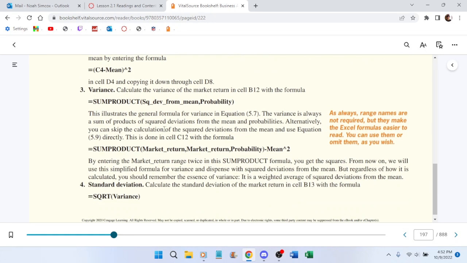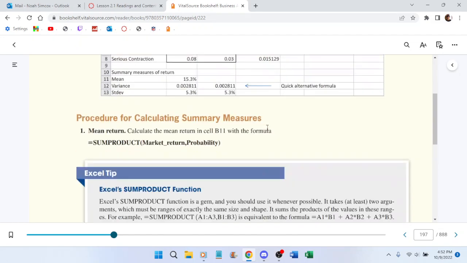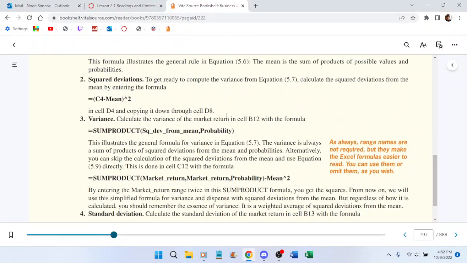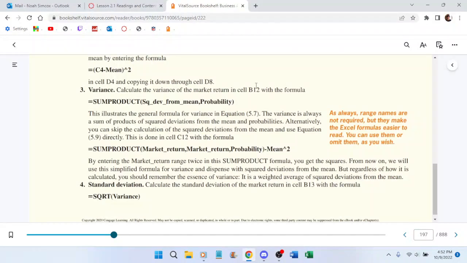Sum product, and then variance, we're going to have squared deviation from mean, all these multiplied by probabilities. So this multiplied by this, and you'll get that. Okay. So I'm understanding what's going on. That was fine. Oh, wait, what?